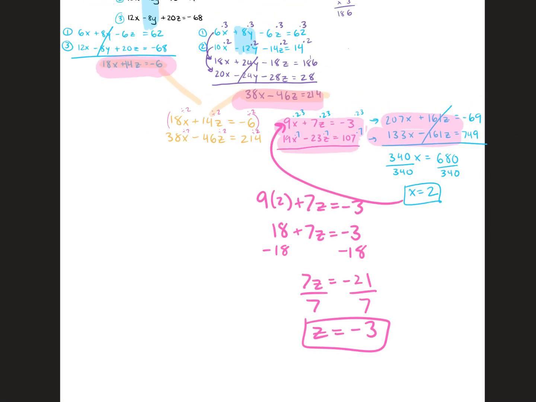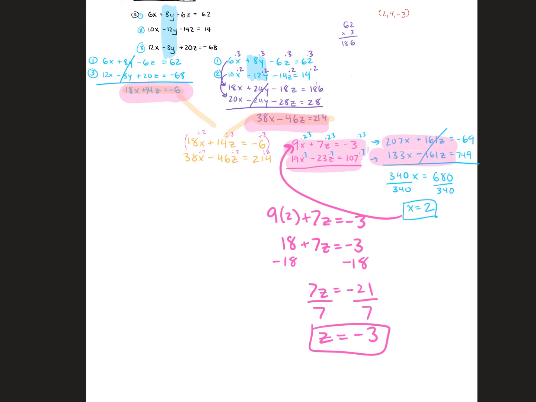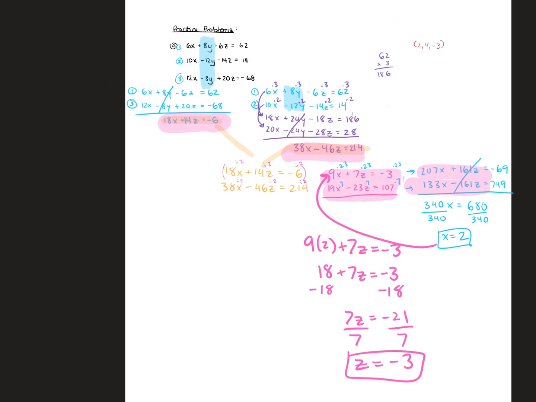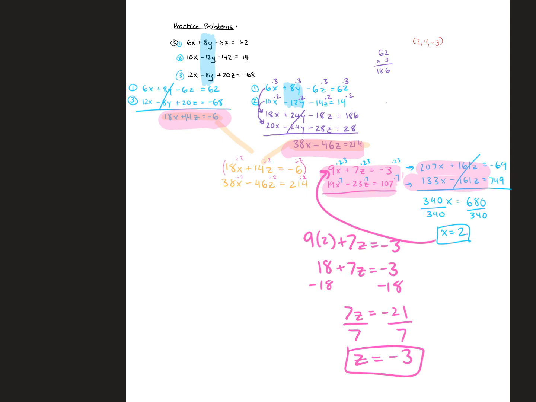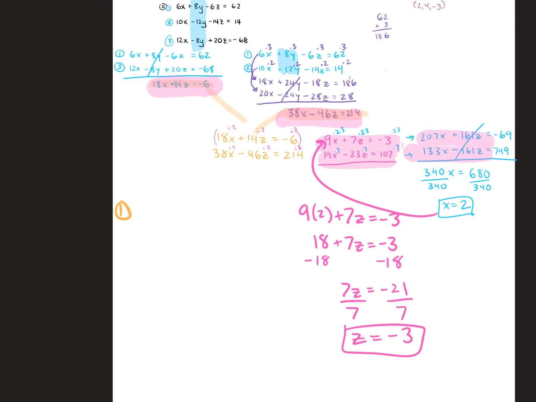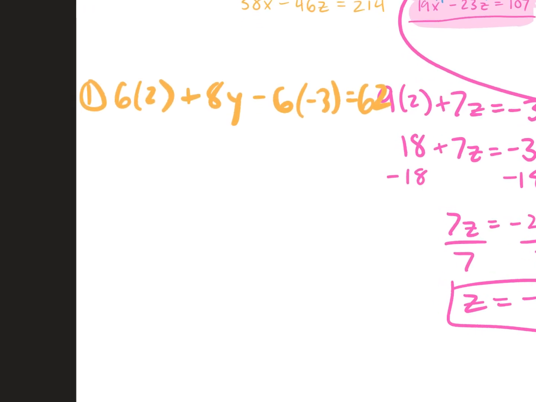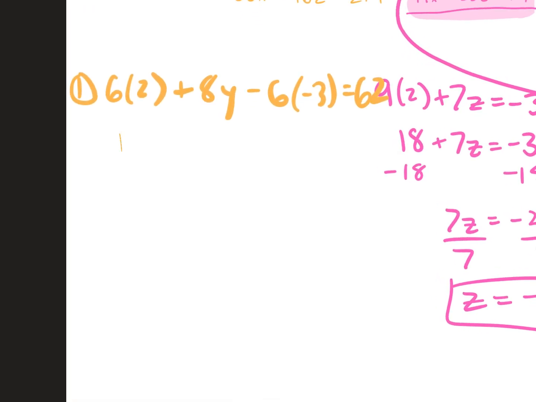So now we have 2 answers. How can I find the third? I have to plug both of them into one of the top equations. So I'm going to pick probably 1. The numbers look the smallest in 1. So I have 6x, so 6 times 2, plus 8y. I don't know what y is yet, so I'm just going to leave it as 8y, minus 6 times z, which is negative 3, is equal to 62. So first I want to multiply. So 6 times 2 would be 12, plus 8y. Negative 6 times negative 3 would be plus 18, is equal to 62.